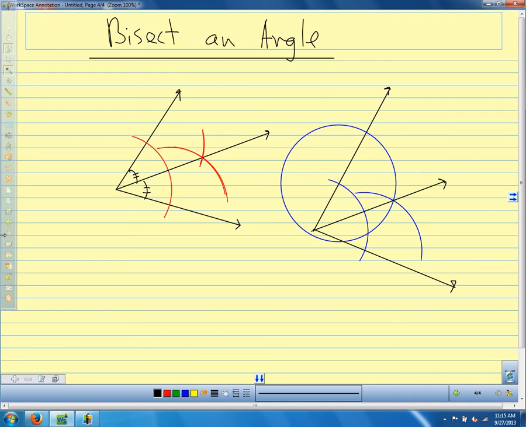So any of those 4 could be on your quiz on Monday. Any of those 4 could be on the test at the end of the unit. And on the test, you will need to use a compass to do your constructions.